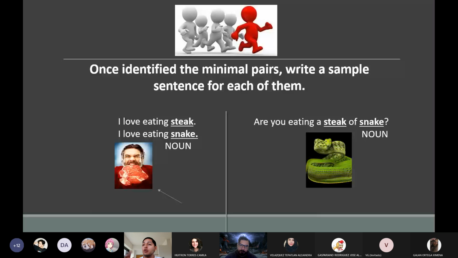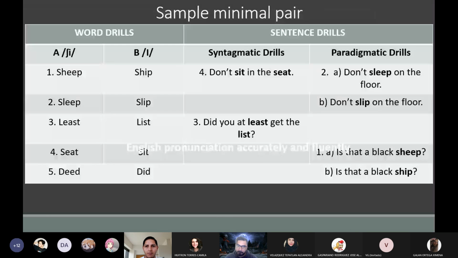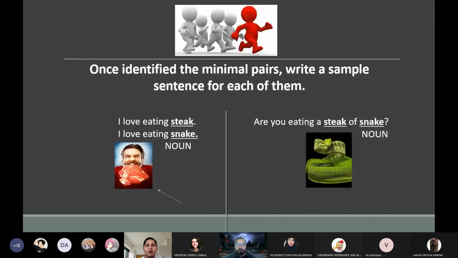Now, not only do you have to write your sentences, well, you already have identified the minimal pairs. Those are the minimal pairs. And the presentation is gonna be uploaded, don't worry. But you also need to create your flashcards, okay? So we're going to work with flashcards, and we're going to work with syntagmatic and paradigmatic drills, okay?